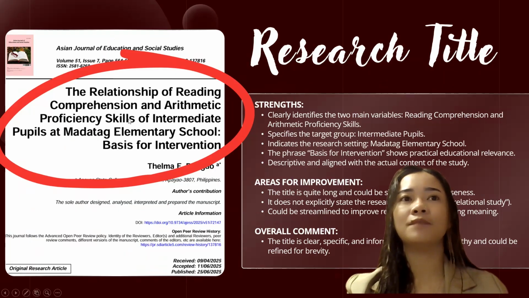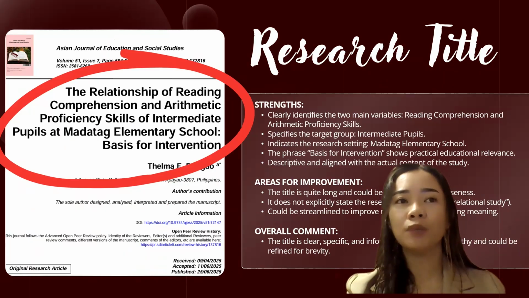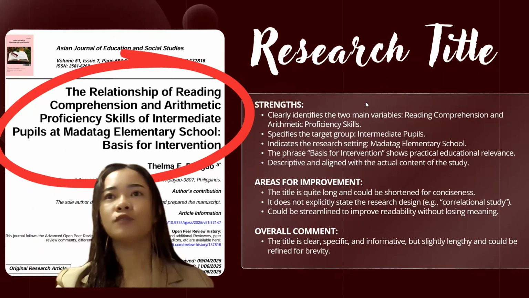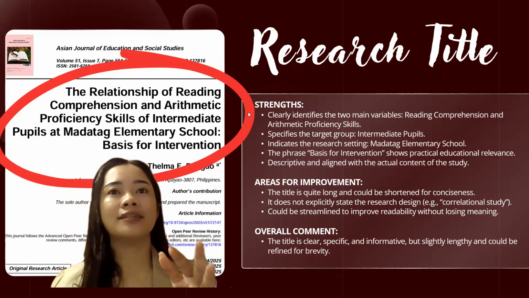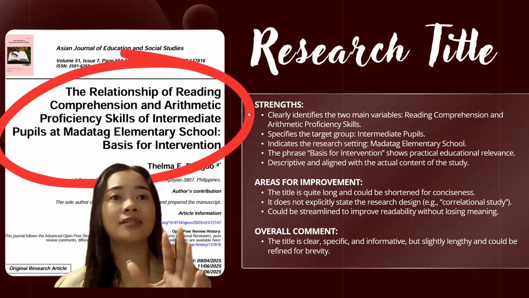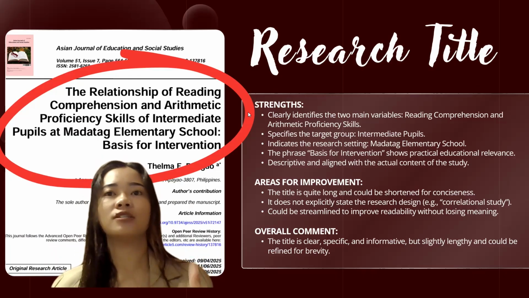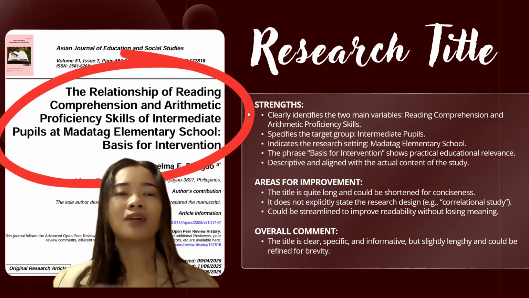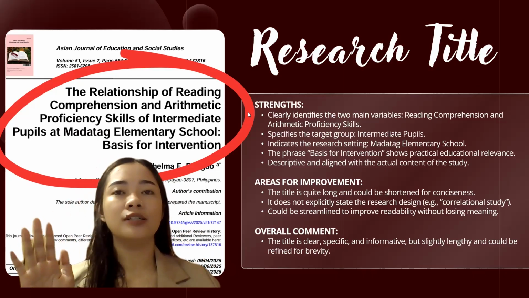Basically, the research title is the relationship of reading comprehension and arithmetic proficiency skills of intermediate pupils at Madatag Elementary School. Basis for intervention. If we're going to assess or evaluate the research title, first, the strength is that it clearly identifies the two main variables, which are reading comprehension and arithmetic proficiency skills. Next, the target group was specified, which is the intermediate pupils. Also, the research setting, which is the Madatag Elementary School. The phrase basis for intervention shows practical educational relevance, and it is descriptive and aligned with the actual content of the study.